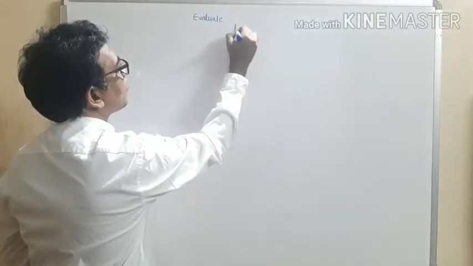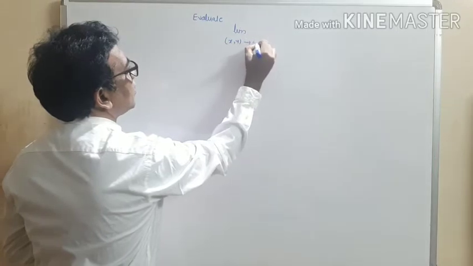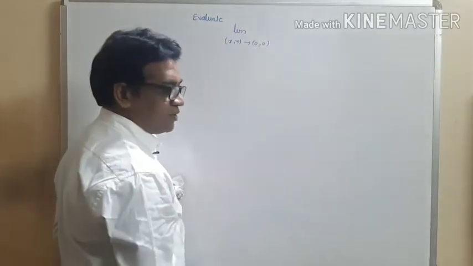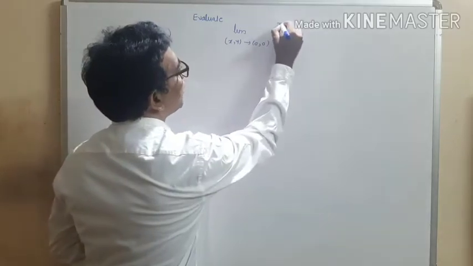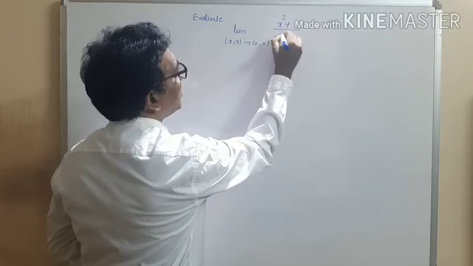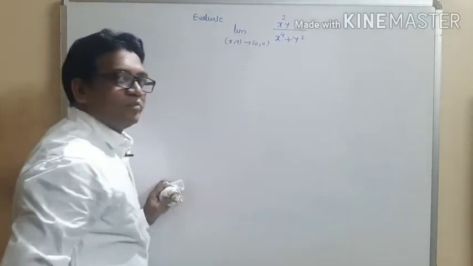Evaluate the limit as (x, y) tends to (0, 0) of the function x square y divided by x raised to 4 plus y square.